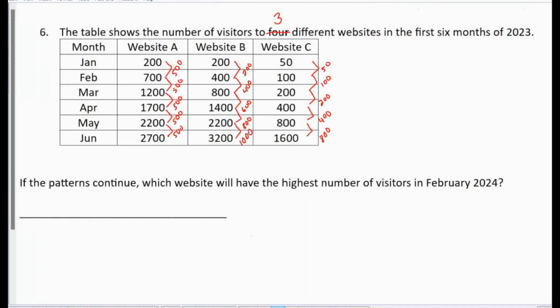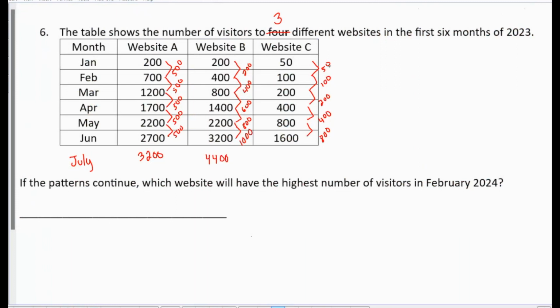All right, so if we were to continue, let's say we wanted to try July. If we go up another 500, we're at 3,200. And here it seems we're going up, from 200 to 400 we went up 200, from 400 to 600 we went up another 200. So it seems like a double pattern. So from 1,000 we're going to be going up 1,200. So that would be 4,400.